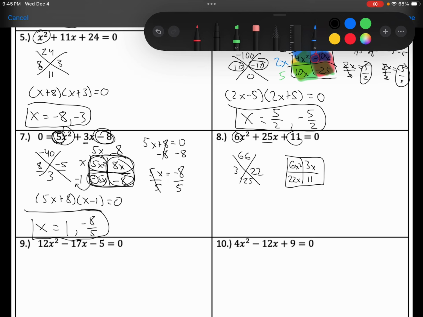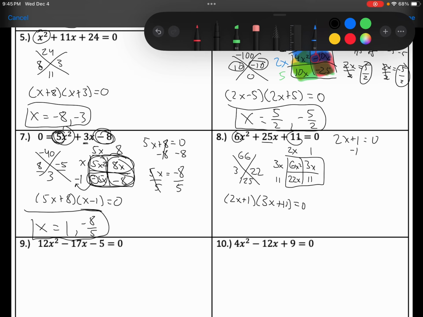The 6x squared and the 22x would have 2x in common, and the 3x and 11 would have just 1 in common, so 2x plus 1 is my first factor. 6x squared and 3x would have 3x in common, and 22x and 11 would have 11 in common. So my other factor will be 3x plus 11 equals 0. We need to set these two things equal to 0, so I'm going to have 2x plus 1 equals 0.